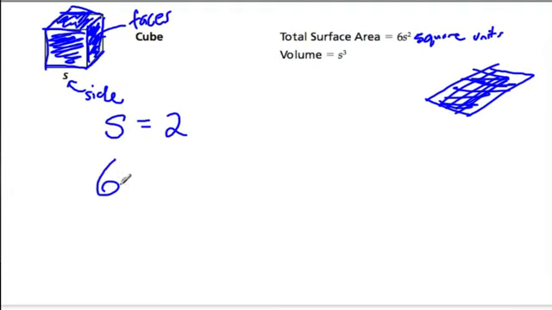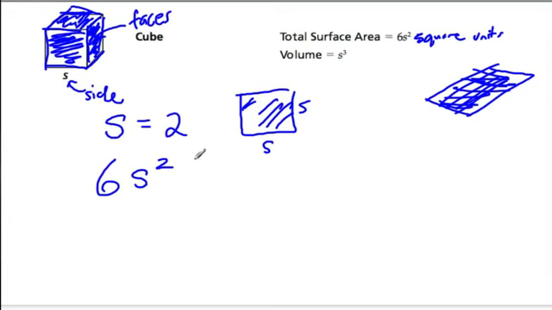So here's the formula, 6s squared. Well, first of all, the reason this works is because there's 6 faces, and each face has an area of one side times the other. That's because each face is a square that looks something like this. S times S. That's what one face is. S times S is S squared, and there's 6 faces.